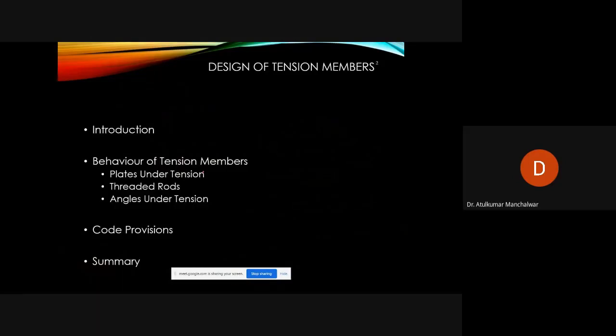So in this part we will see the introduction of what is the tension member. Introduction, what is the tension member?